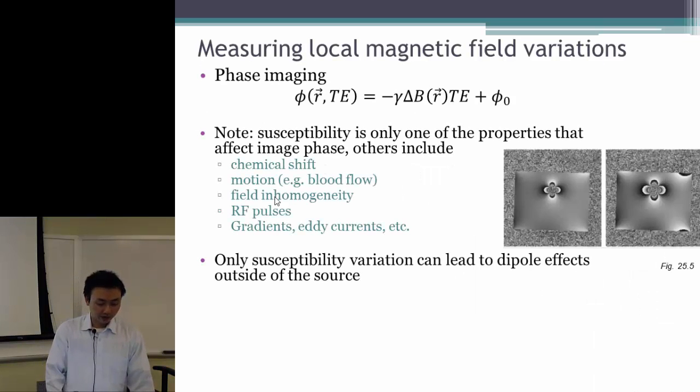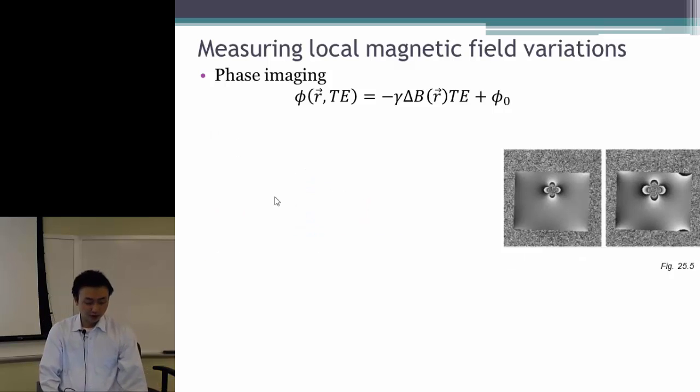Okay, so last part, let's take a look at how we can measure these local magnetic field variations. Usually the best way to do this is to do phase imaging. When we do phase imaging, the image phase is very simple, as we have already seen in the first few chapters. The phase in the image is directly related to the field variations and the echo time we use. And of course, most of the time there is a baseline phase that we may not know.